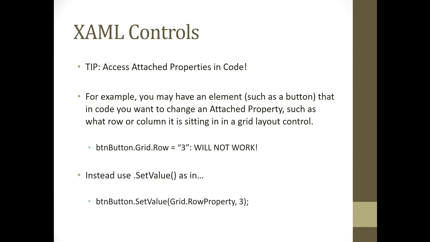So instead, there is a way we can use SetValue, right? So if we have that button and we want to change what row it's in dynamically, maybe we were having something else show up in the grid and we want to move or rearrange things, then we can use SetValue, then we pass in what attached property we want to set, and then the value we're going to give it, right? So pretty straightforward, but it is something that's a little different from what you might have thought in terms of how it works in code.